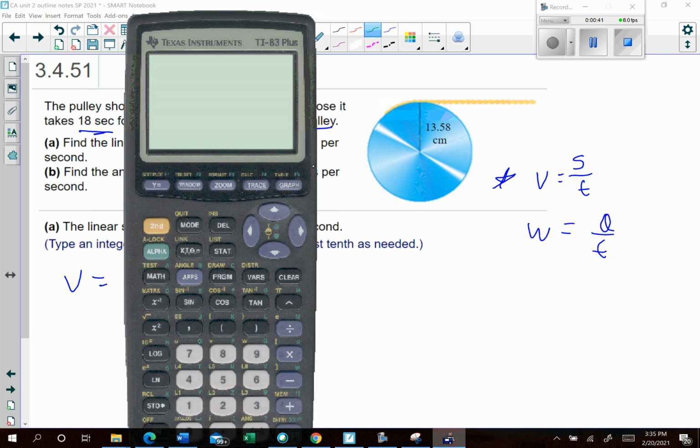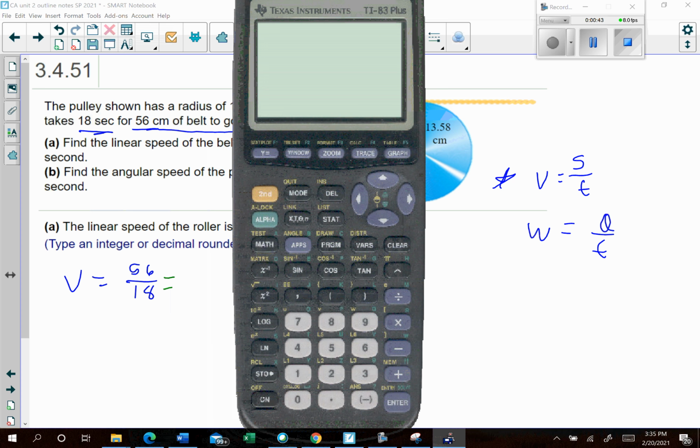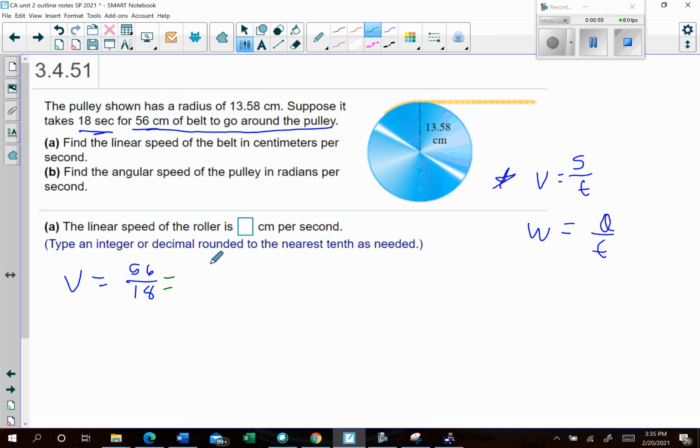Let's see, 56 divided by 18. And that reduces to 28 over 9. So we're going to go 28 over 9. We're talking about centimeters per second, and they tell you what they want right there, centimeters per second. So that's all you have to do for linear speed.